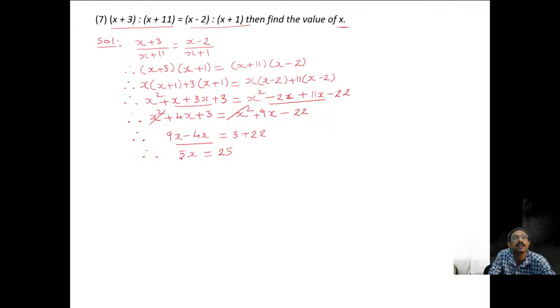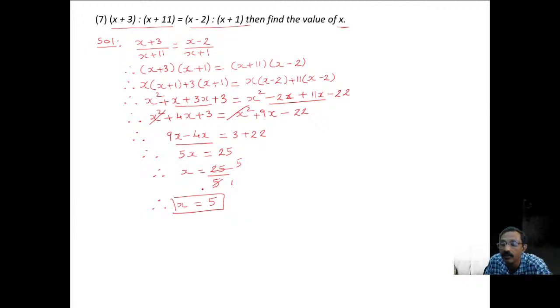Now what has happened here? x is getting multiplied by 5, and when this 5 goes to the other side, it becomes division. Therefore, x is equal to 25 upon 5. By the 5 times table, 5 fives are 25. Therefore, x is equal to 5. We got the value of x as 5. See how simple it was to solve.